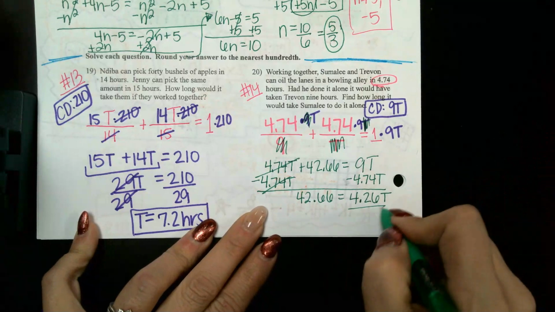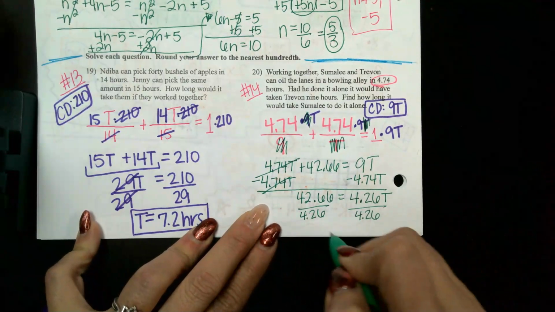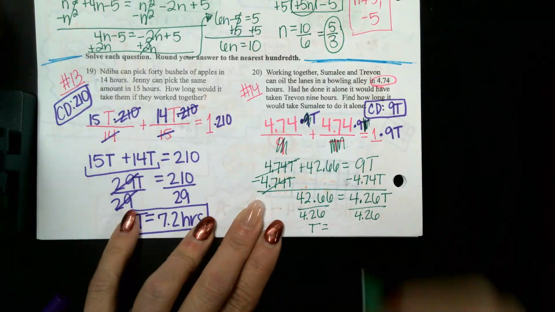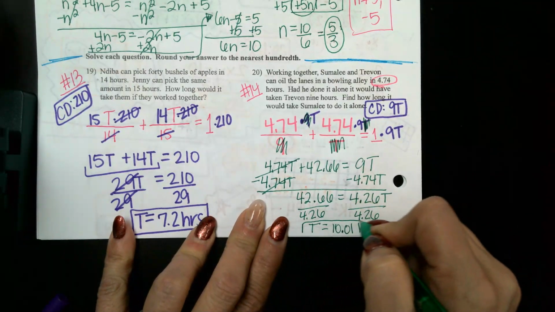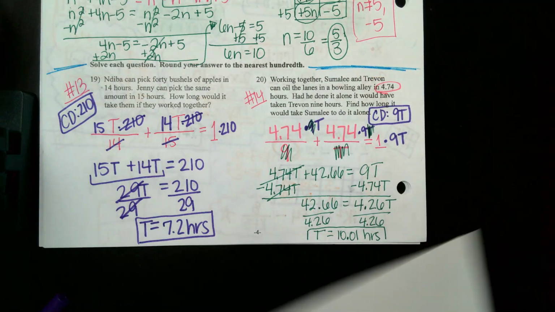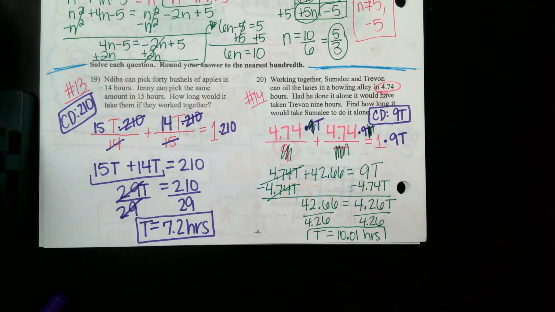And then we just divide by 4.26. Should be just over 10. 10.01. That would be hours. That's if Sumali worked by, I'm going to say, herself? I don't know. We've only got 3 problems left, and these are some of the easiest ones on the whole thing.